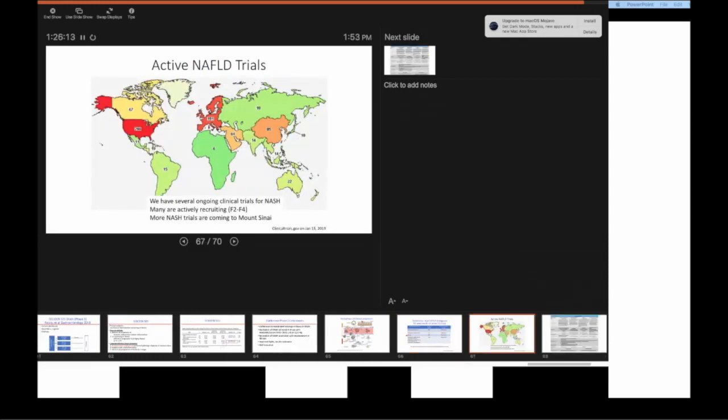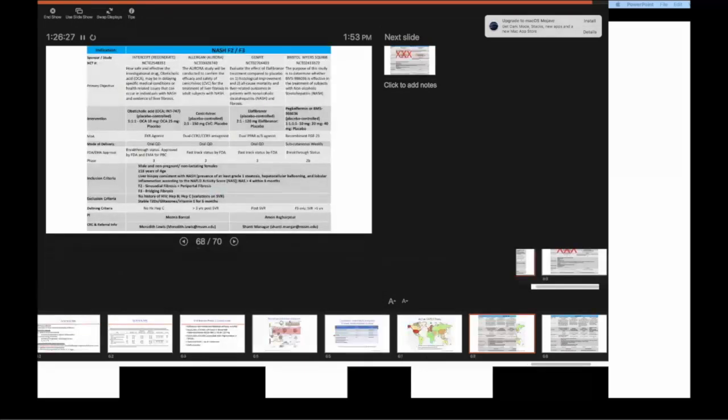And this is just to show you that there's a ton of clinical trials out there, and that we have several ongoing trials here. We're actively recruiting F2 to F4, and we have more NASH trials coming online. So Catherine was kind enough to make this slide to show you some of the studies we have. So we're still doing the Regenerate study and enrolling patients in that. That's our F3 obeticholic acid study.